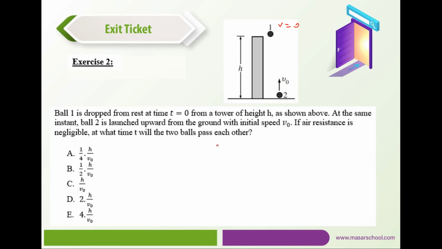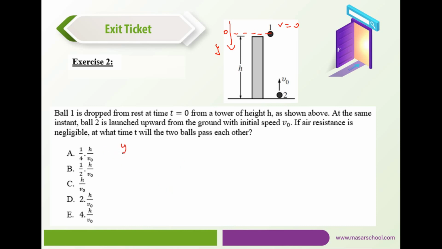So we are talking about the meeting event, and now we're more familiar with the meeting event. We need to set up the position time equation for each object. So in order to do so, we need to choose our oriented y-axis. You can choose it either down or up, because 1 is moving down and 2 is moving up. For me, it's easier to choose it to be down. And next we need to choose the origin. I will consider this to be the origin. And now we can set up the position time equation for each object.